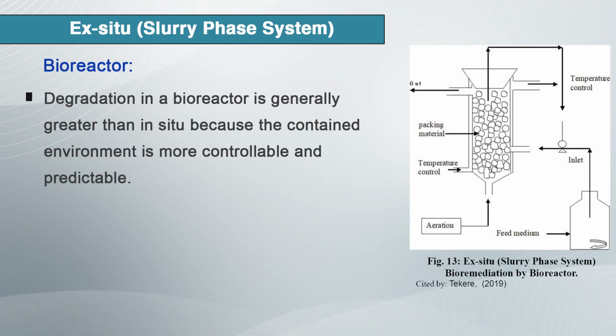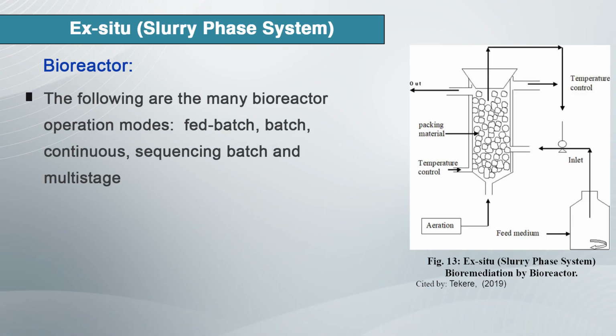Next one is the slurry phase system, in which we studied bioreactors. Degradation in a bioreactor is generally greater than in situ because the environment is more controllable and predictable. A bioreactor is a vessel used to transform raw materials through a sequence of biological reactions into a specified product. The following are the many bioreactor operation modes.